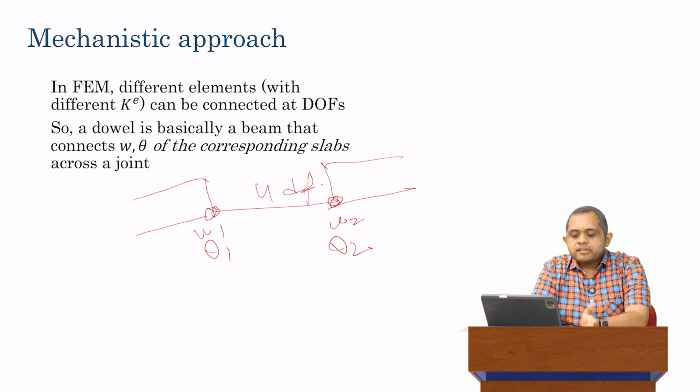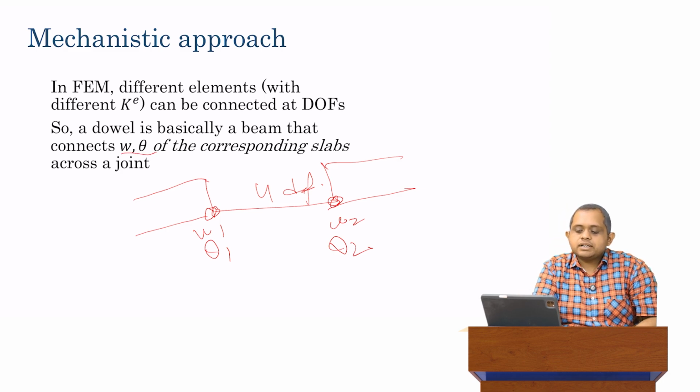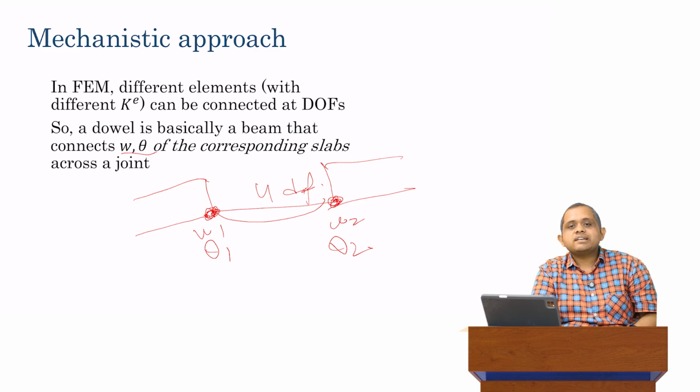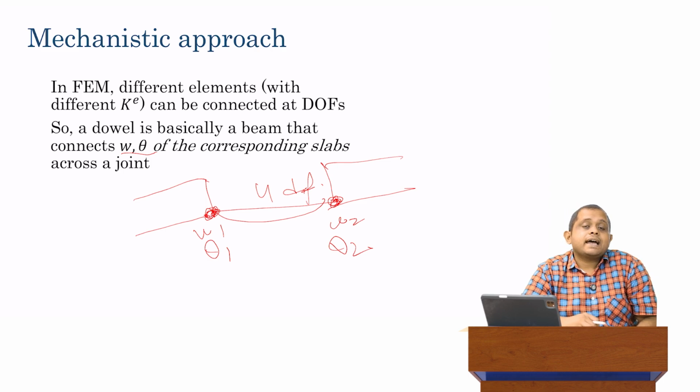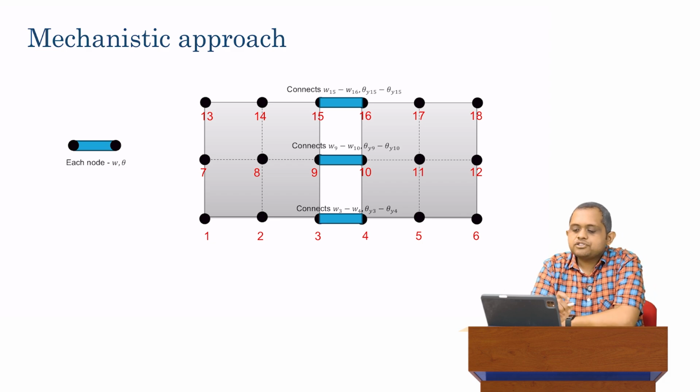So, a dowel bar is basically a beam that connects W and theta of the corresponding slabs across a joint. That is, the W and theta of this node at the slab and the W and theta of this node at the slab are connected using the physics of an Euler-Bernoulli beam. If we can do that successfully, that is, now we define the physics as Euler-Bernoulli beam physics, then we have just provided one possible model. It's actually not a very good model, as we'll see, but we've provided one possible model for analyzing dowels and therefore analyzing joints.